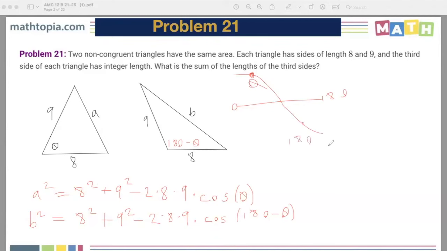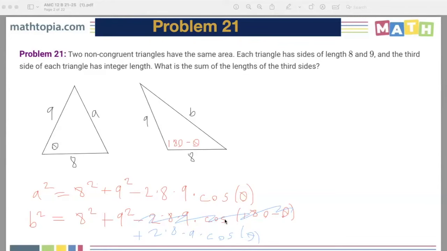So for any angle here, if we have theta, and then this is 180 minus theta, we can see that since it's rotationally symmetric with respect to the middle, these are going to be inverses of each other. So essentially what that means is that we can take this and replace it with positive 2 times 8 times 9 times the cosine of theta, right? Because when we replace cosine 180 minus theta with cosine theta, that has the effect of multiplying it by -1. So the negative becomes positive.